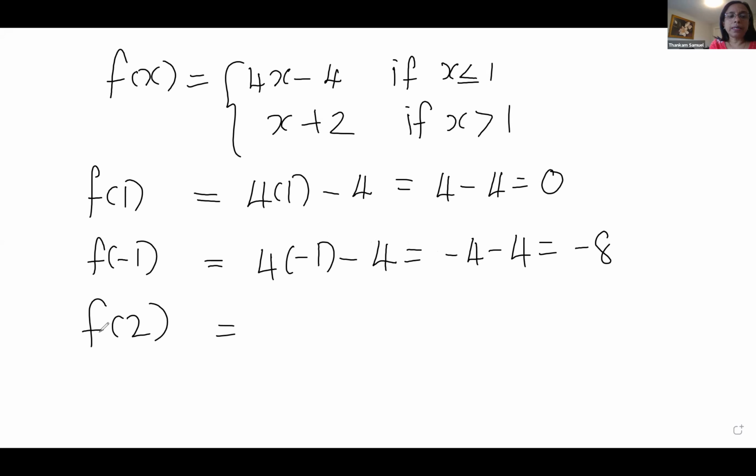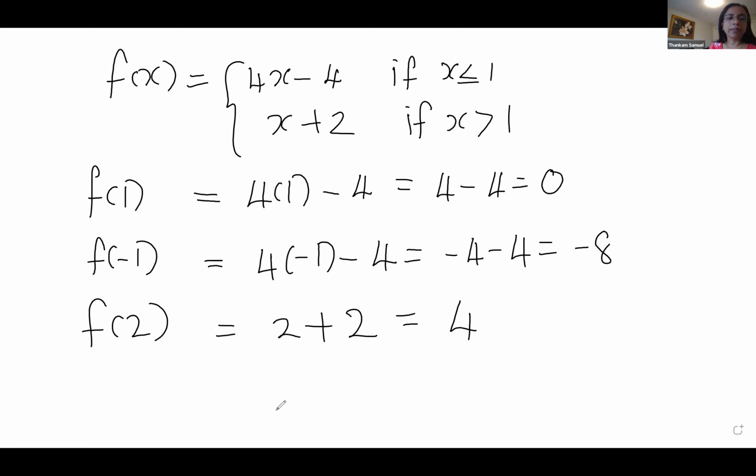So let's consider the last function value f of 2. When you look at these x values, we can see that for the second function, x is greater than 1. So we can choose the second function to find the function value f of 2. So replace x by 2 in the second function. So 2 plus 2 equals 4. So this is the way you can find the function value from the piecewise function.